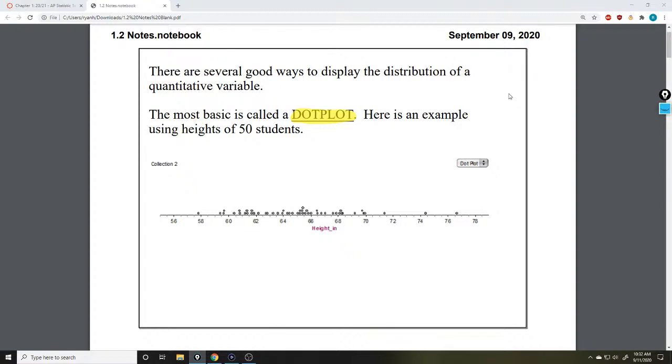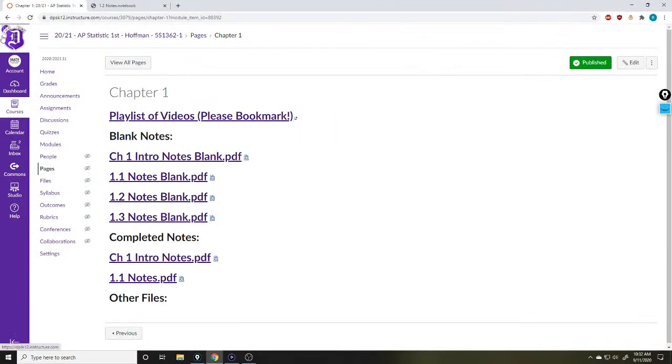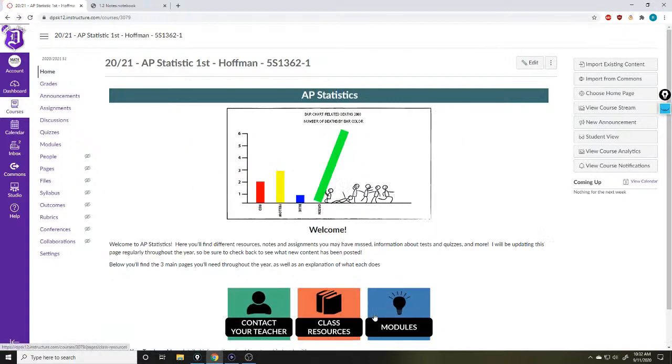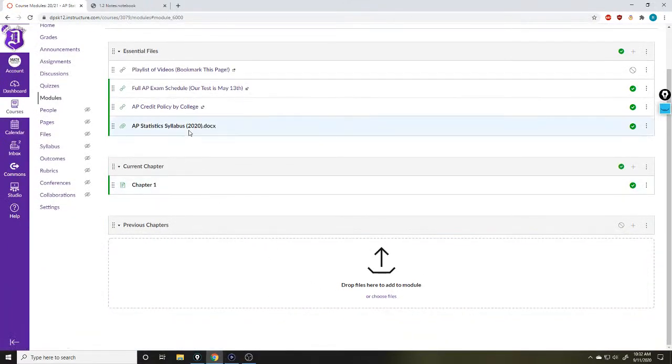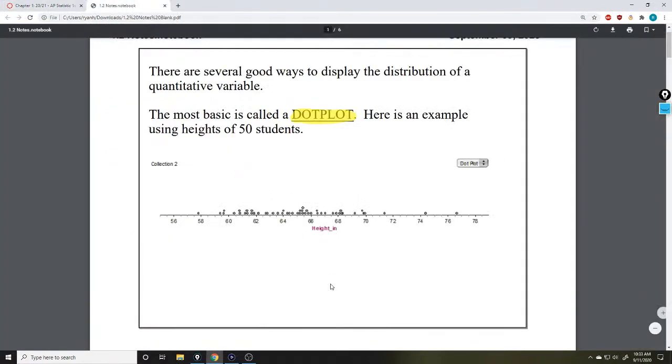If you did not get the notes or if you don't know where to find them, go from my homepage, and anytime you need notes, go into modules and click on wherever the current chapter is. Then it should have my videos. You want the blank copies of the notes. When I'm done is when I post these. So if you don't have them yet, go into modules, click on wherever the current chapter is, and that should be where you can find it.